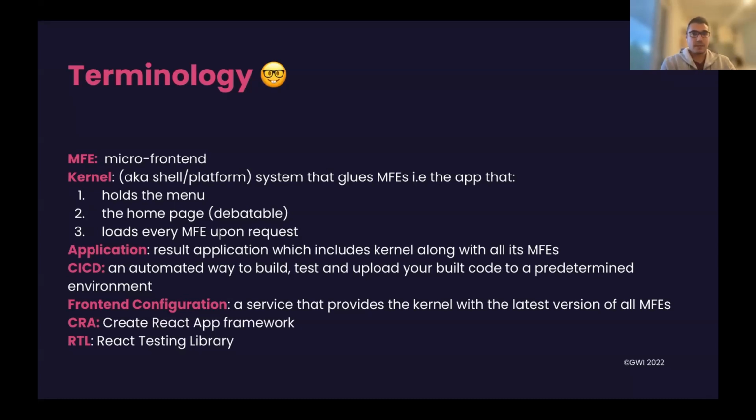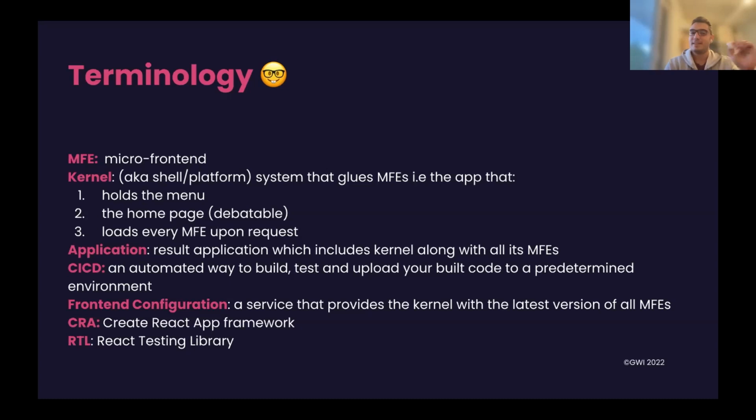On top of those words, it's pretty possible to listen to the acronym CI/CD. With this, we refer to continuous integration and continuous deployment, which essentially is an automated way to build, test, and upload your built code to a predetermined environment. You are going to listen to the keyword front-end configuration, which is a service that provides the kernel with the latest version of all the micro-frontends.